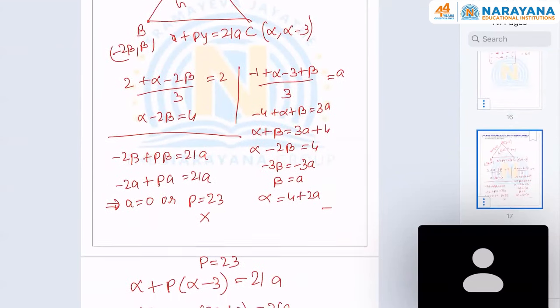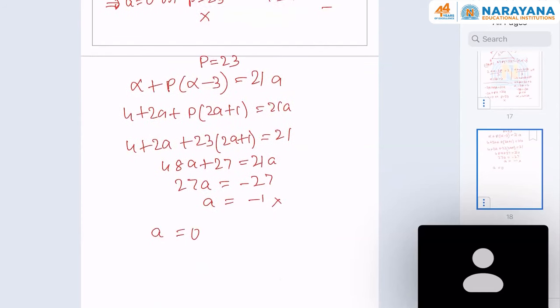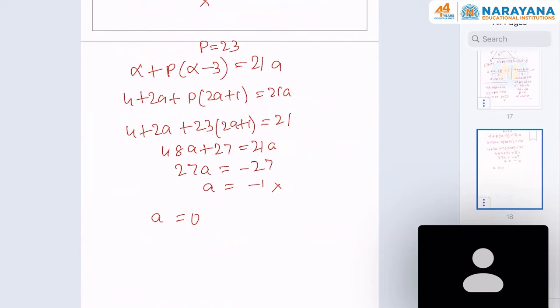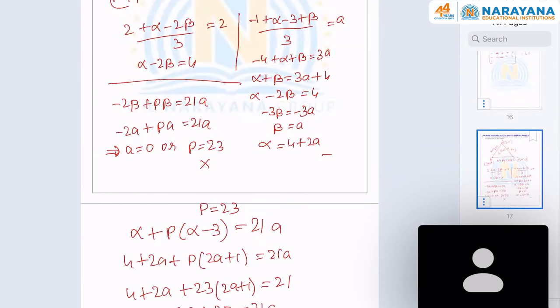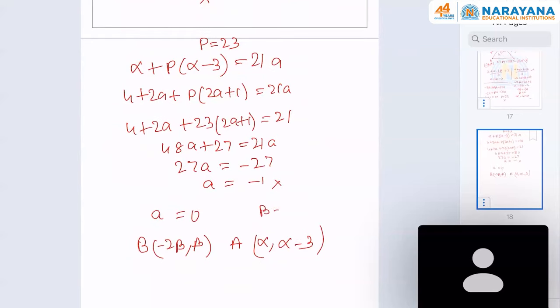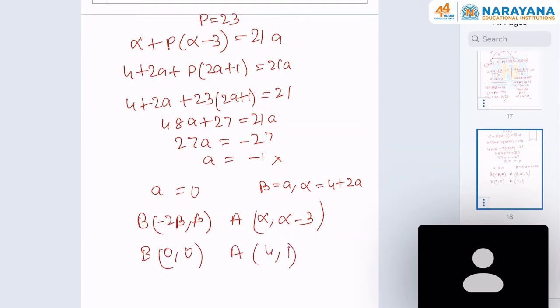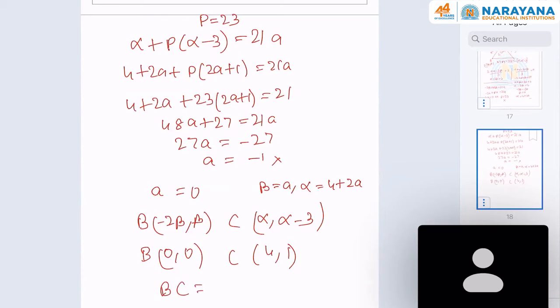When a is equal to 0, I will find the values of b and c. A is equal to 0, alpha, B is equal to minus 2 beta comma beta. A is alpha comma alpha minus 3. Here they're asking for the length of the side BC. Actually this value is c, not a. So BC is equal to root 17. Length of the side BC square is equal to 70.